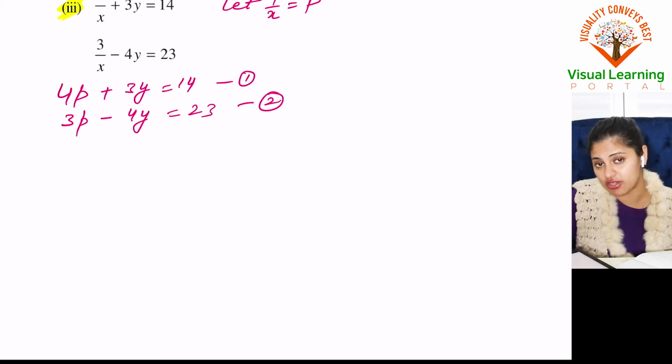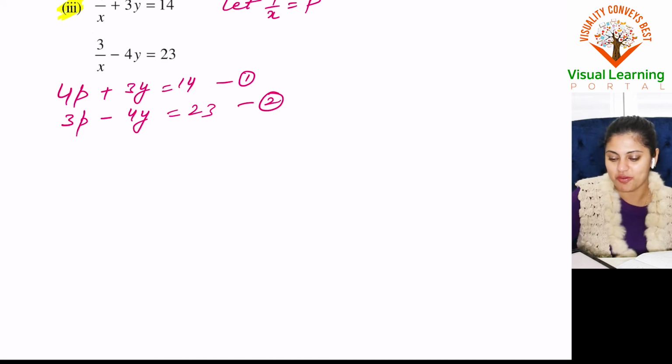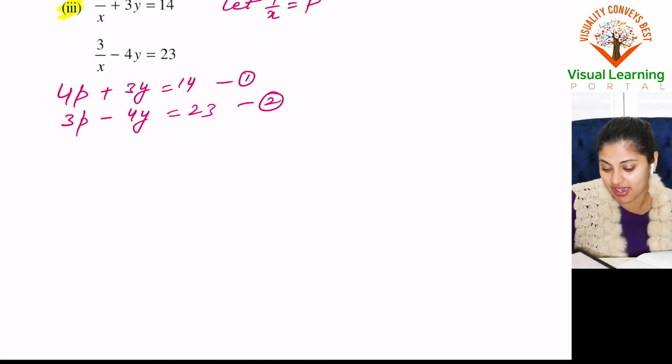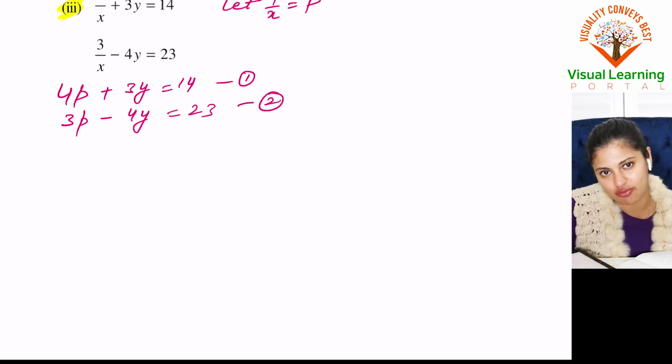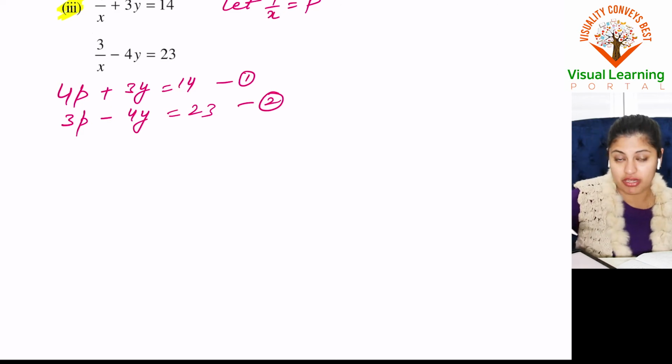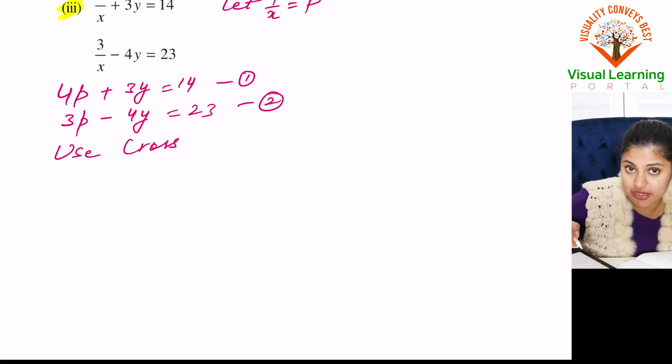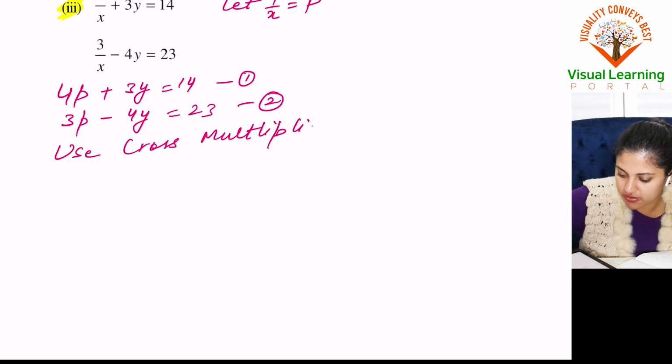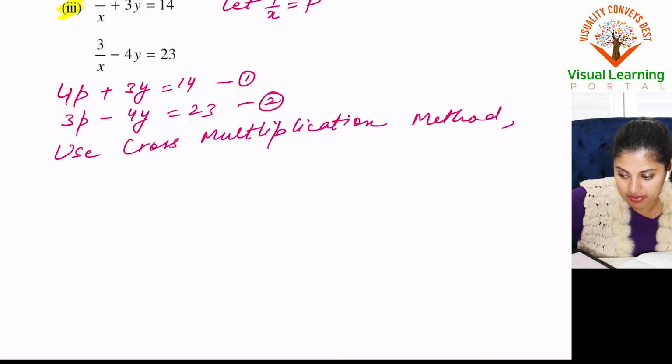Now here I'm going to do the cross multiplication method. That's a big one and a tricky one, I know. You can go with the elimination and the substitution method, that's your wish. But I'm going to solve this one with a bigger one, which is the cross multiplication method. Very big word, isn't it?